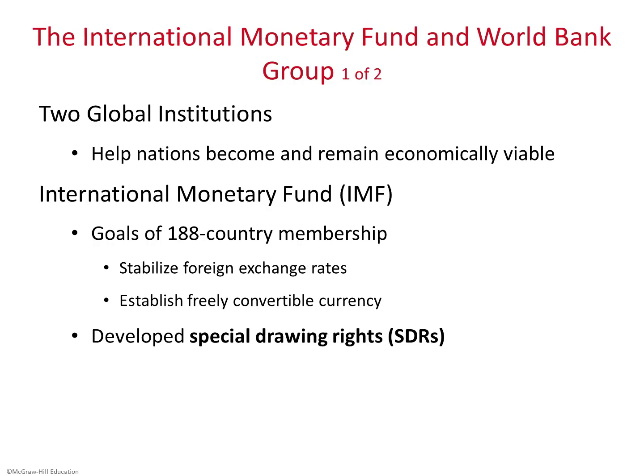The International Monetary Fund and the World Bank Group. These are two global institutions that help nations become and remain economically viable. The International Monetary Fund, or IMF, has 188 members, and its goals are to stabilize foreign exchange rates and to establish freely convertible currency. They are credited with developing the Special Drawing Rights, or SDRs, which is an artificial currency instrument that averages some major currencies.